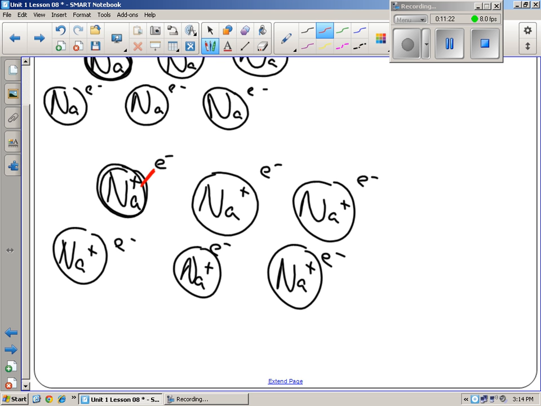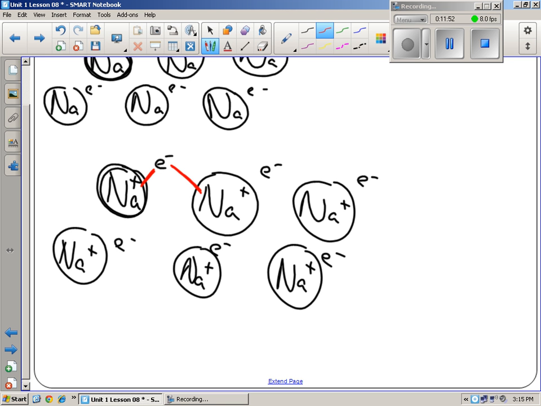What do you think? Opposites attract. Yes? No? Yes. But this positive ion also likes that electron as well. So now a different ion is free to be attracted to that electron as well, because that electron doesn't solely belong to that sodium anymore. It's free to be attracted by many different ions.